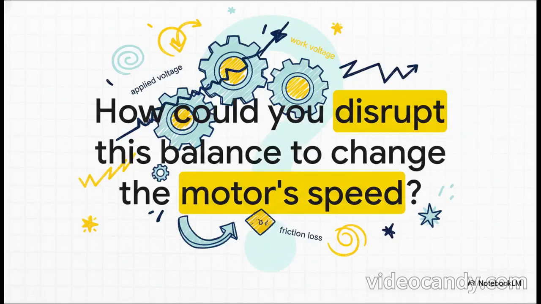So I'll leave you with this. A little food for thought for your exam prep. Now that you see this equation as a perfect balance of forces, the total push equals the work push plus the friction loss, how would you mess with that balance on purpose? How could you change things around to make the motor go faster or slower? Think it through. You've got this. Good luck.